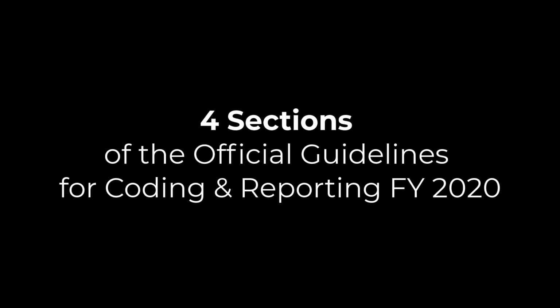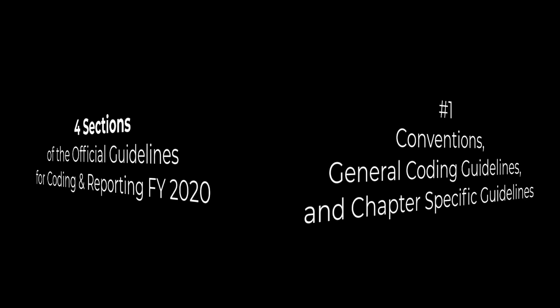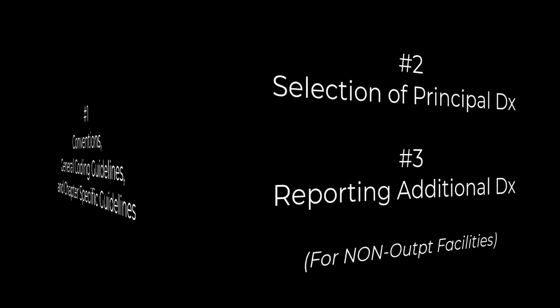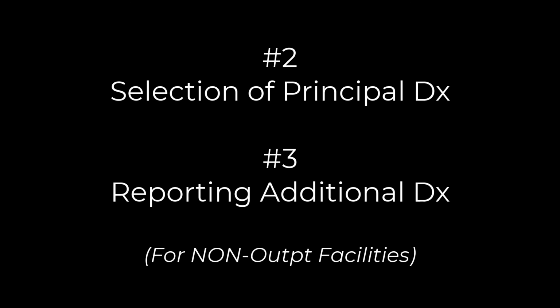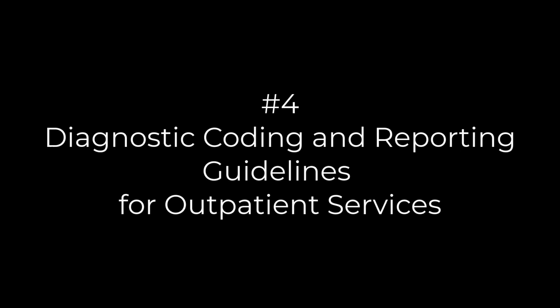This is what everything is based on, no matter what type of facility we're working at. So with that in mind, just remember your OGCRs are broken up into 4 sections. Section 1 is your general guidelines. Sections 2 and 3 are for your non-outpatient facilities, and that's on pages 31 and 32. And then on 33, they have section 4, which is your outpatient guidelines. So section 1 is for everybody. Sections 2 and 3 are for non-outpatient, and section 4 is for your outpatient.